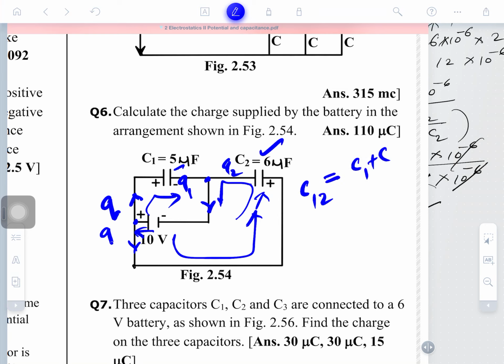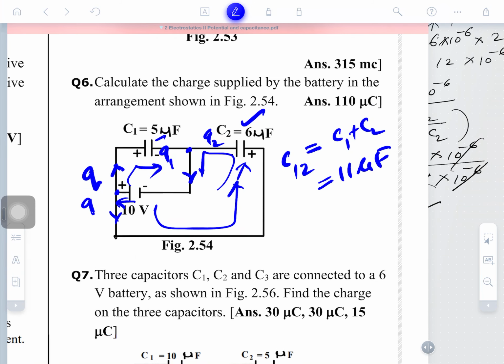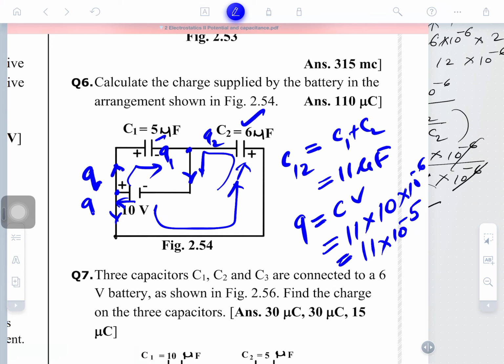So what is their resultant equivalent? C12 means their sum, C1 plus C2. There is 11 microfarad, the equivalent capacitance. And how much charge will be drawn from this battery? It depends on the charge demanded. Total charge demanded is CV. So it's 11 microfarad multiplied by 10 volts. Micro means 10 to the power minus 6. So what will this be? 11 into 10 to the power minus 5 coulomb, the charge demanded.